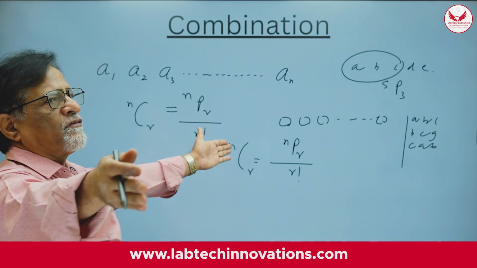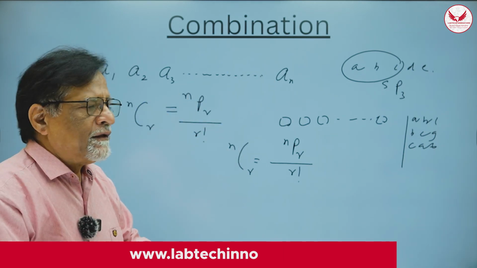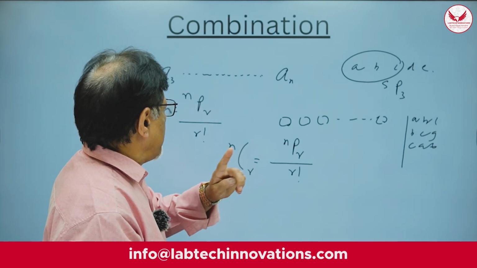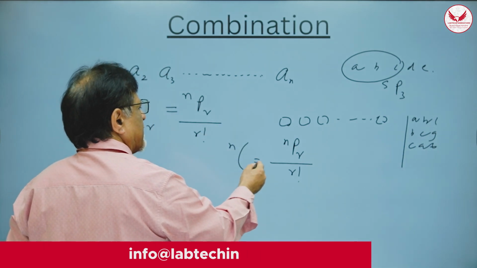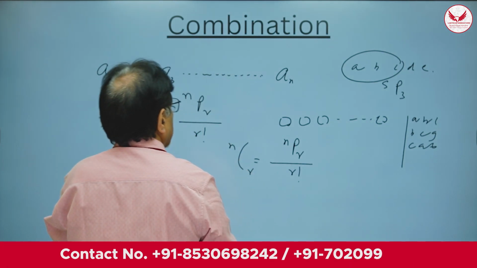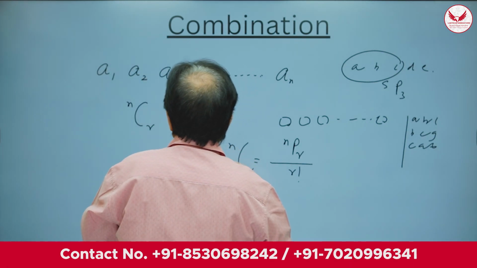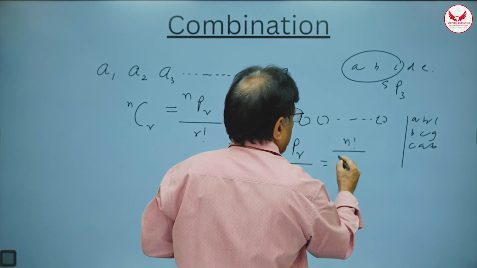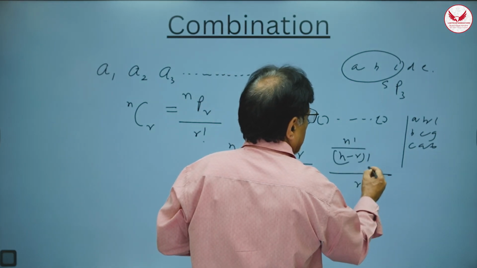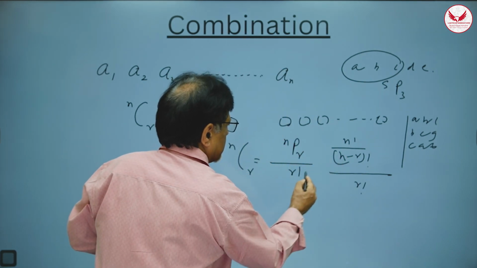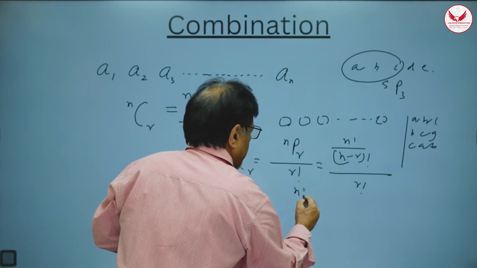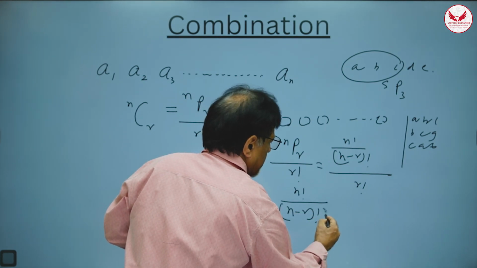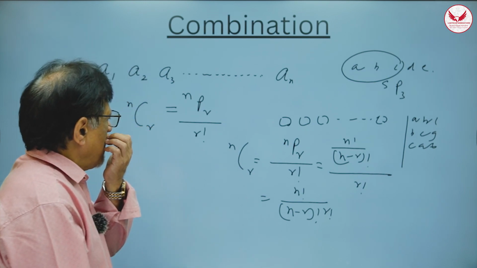So here there are n objects. You select r, and whatever the selection is, that can be arranged in nPr ways. Therefore, nCr is equal to nPr divided by r factorial. So that gives me a formula. nPr is n factorial upon n minus r factorial, divided by r factorial. That gives you the formula n factorial upon n minus r factorial into r factorial.